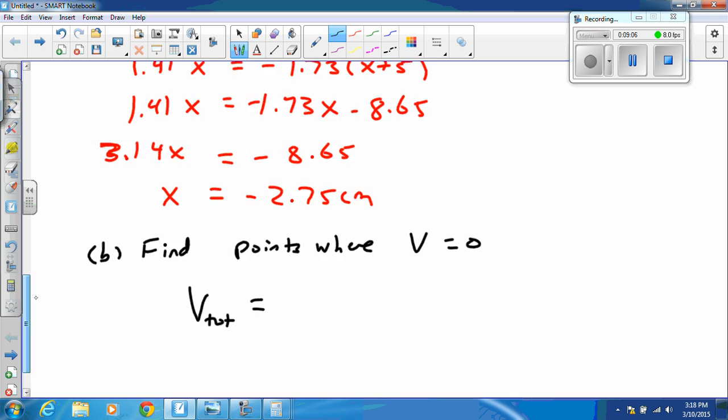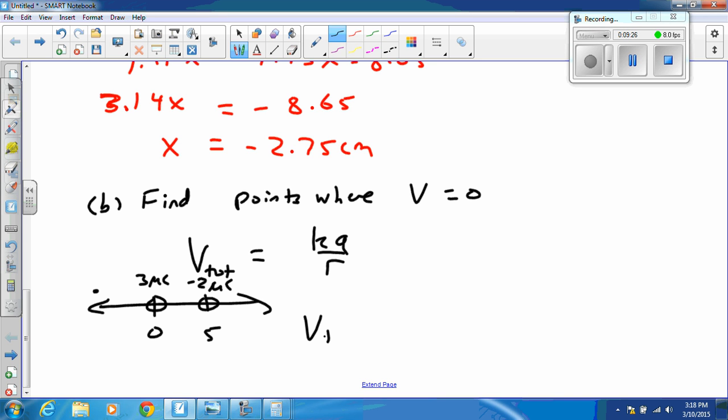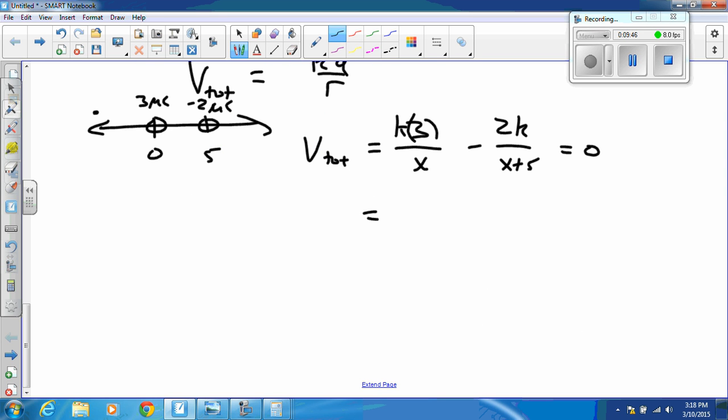The total potential is simply the sum of all the potentials at any point x. So again, remember that I've got a 0 and 5, and I have a 3 microcoulomb charge here and a negative 2 microcoulomb charge here. And so if I pick some point x, then the total potential is simply kq over r. And so the total is going to be equal to 3 microcoulombs times k over the distance x minus 2 microcoulombs times k over the distance x plus 5. And all of that has to equal 0.